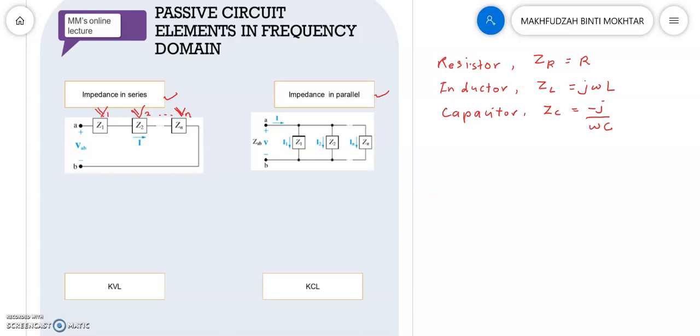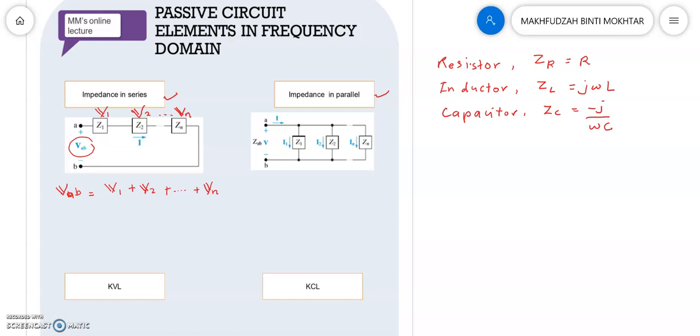Now, when we want to see the relationship for this VAB, the voltage across the terminal AB, it can be written as V1 plus V2 plus until the Vn, because all these components are in series. So the summation of all these voltages is the same as the VAB at the terminal AB.